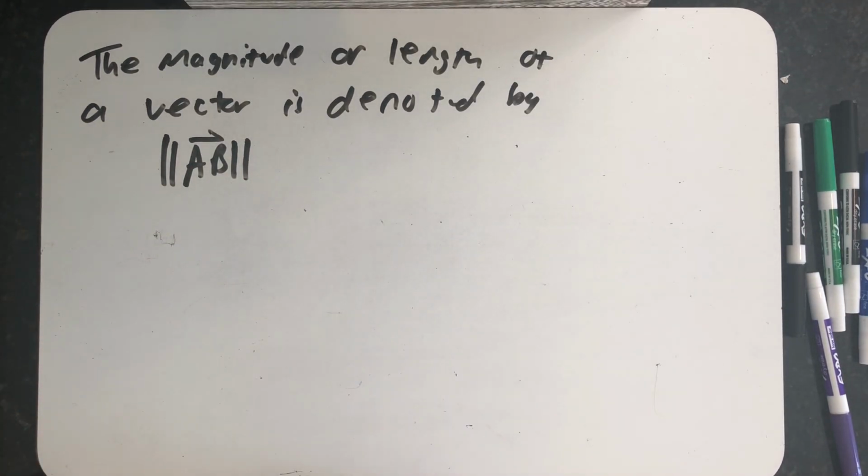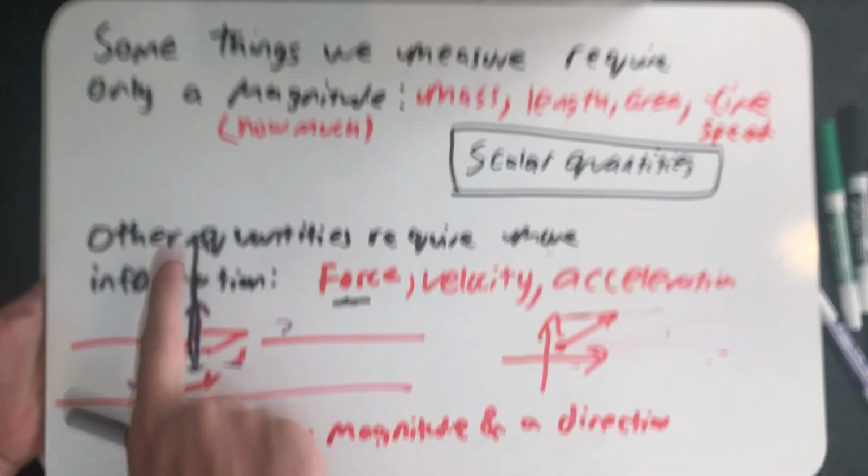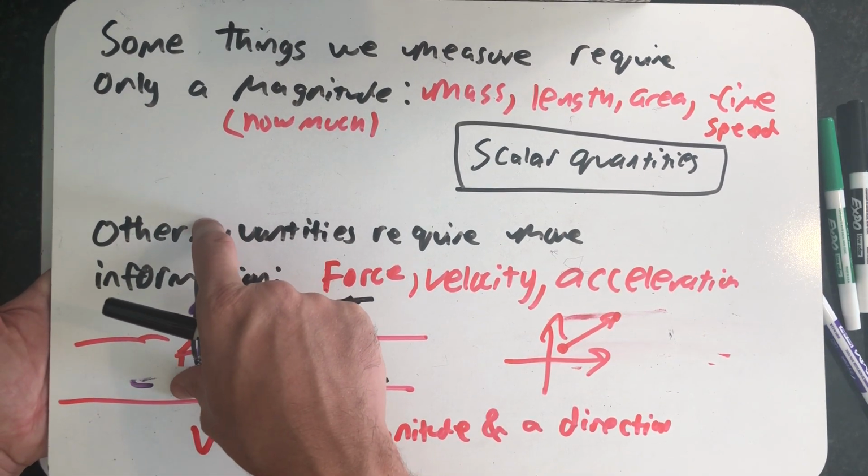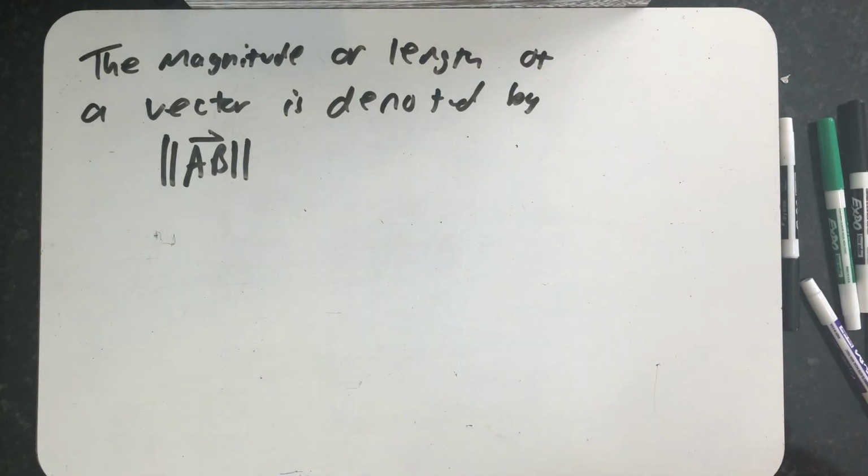The how much part. So if I went back to my box being picked up, the magnitude of the first vector I drew was 5 pounds, and then the magnitude of the second vector was 10 pounds.